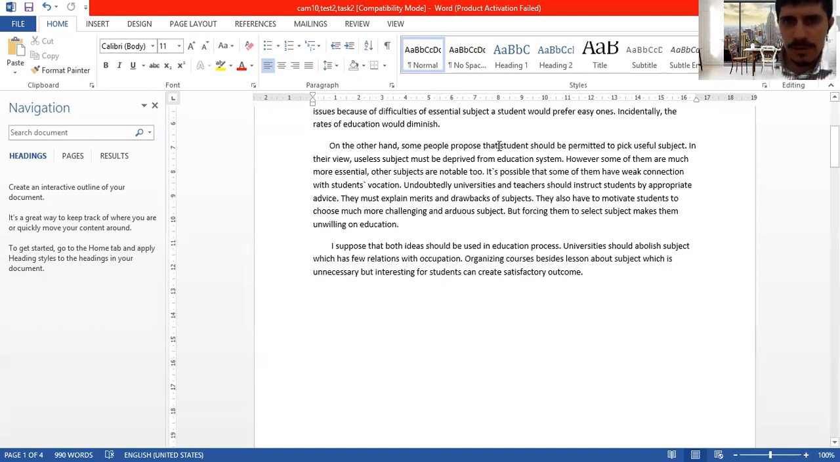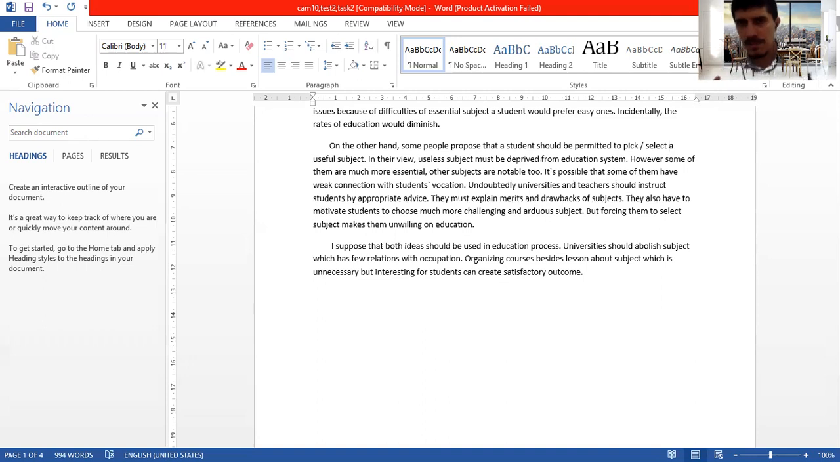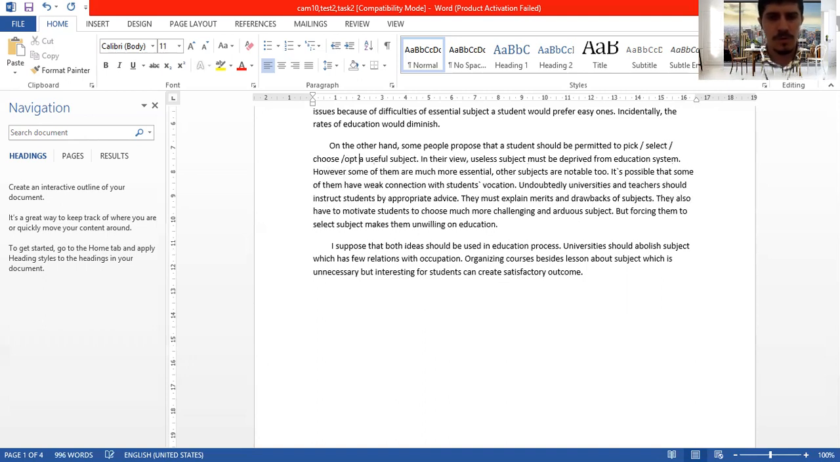"A student," because we're talking about a general situation, "a student should be permitted to pick a useful subject." But still, "pick" is informal vocabulary, which should be replaced by select, choose, or opt for.